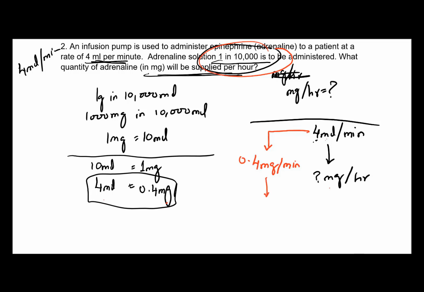Find out how many milligrams will be given in 1 hour. There are 60 minutes in 1 hour, so I simply multiply that by 60. So that would be 24 milligrams per 60 minutes, or 24 milligrams per hour.